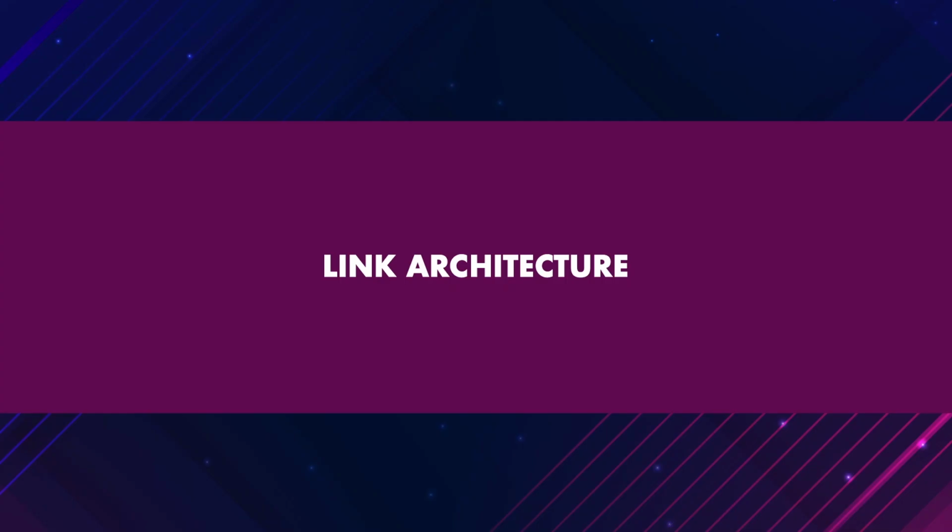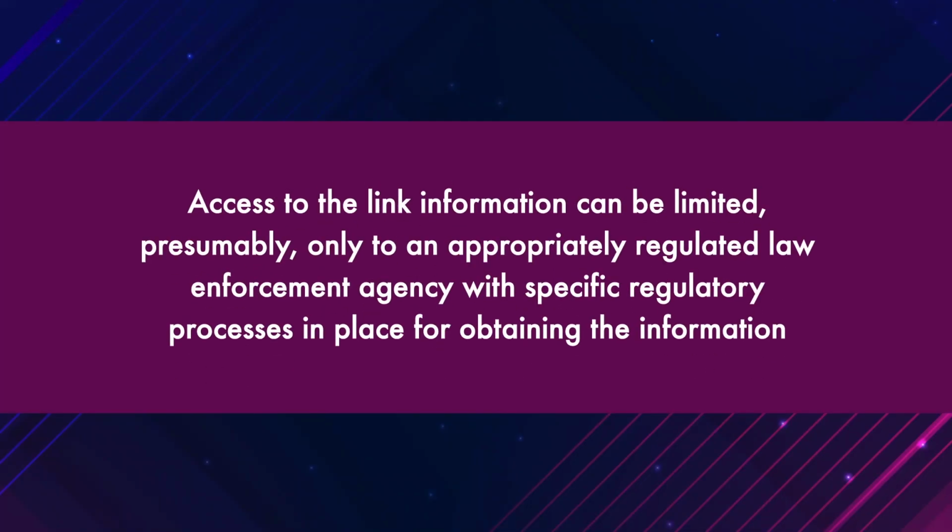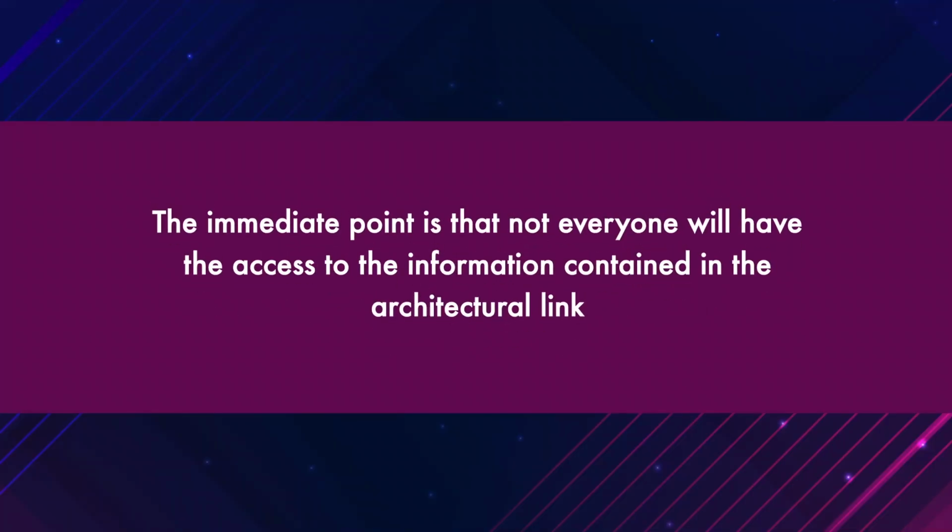Coming to the link architecture, the example is me communicating with you. This is the link architecture. We know where the data is being delivered from. So, access to the link information can be limited, presumably only to an appropriately regulated law enforcement agency with specific regulatory processes in place for obtaining that particular information. Usually these are copyrighted in nature. The intellectual property right comes into the picture in this case. The immediate point is that not everyone will have access to the information contained in the architectural link.